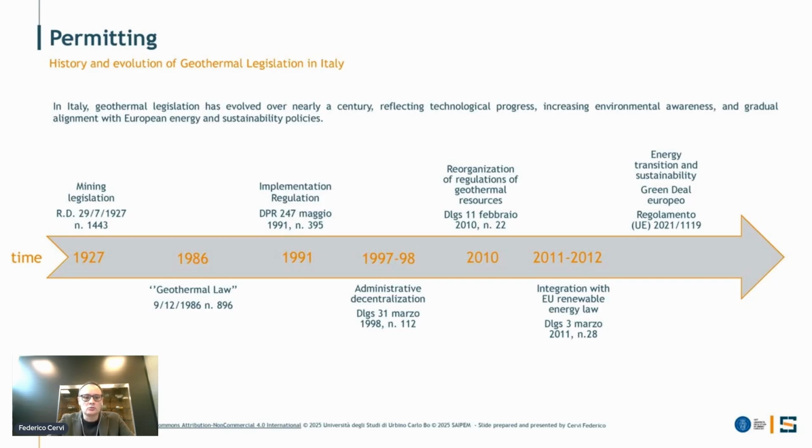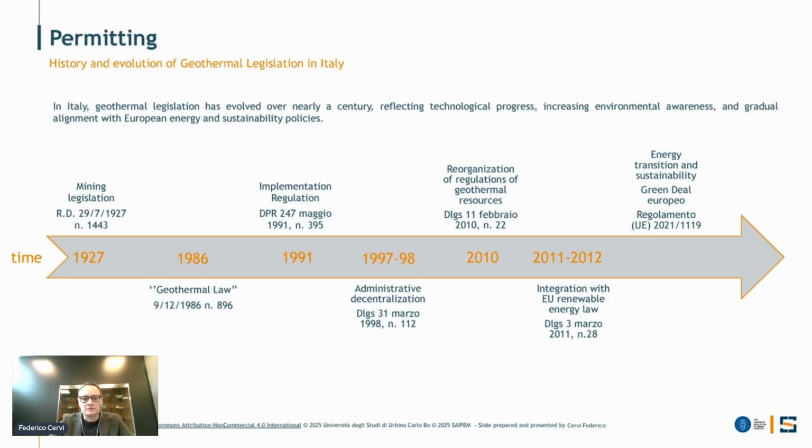In 1991, Presidential Decree 395 issued the implementing regulation for the 1986 law, while in 1998, the administrative decentralization process was completed, transferring the management of onshore geothermal resources to the regions. In 2010, Legislative Decree number 22 completely reorganized the legislation and became the current reference text.